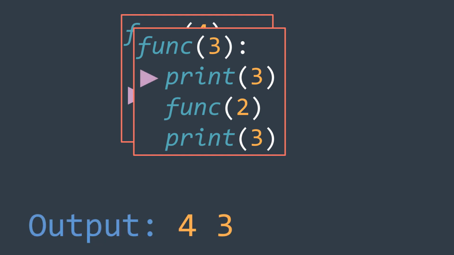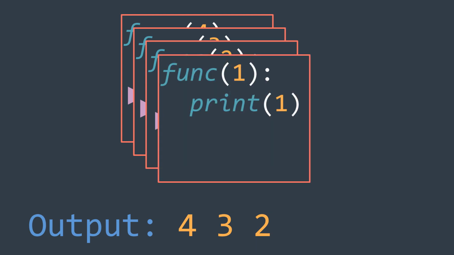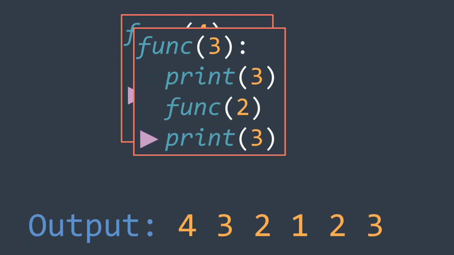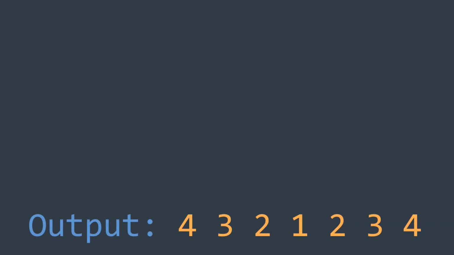Func3 prints 3, then calls func2, func2 prints 2, then calls func1, and func1 is the base case so it just prints 1 and it ends. Back to func2, now it prints 2 and it ends. Back to func3, it just prints 3 and it ends. And back to func4, it prints 4 and it ends.